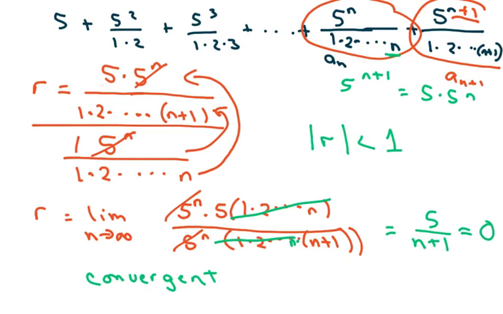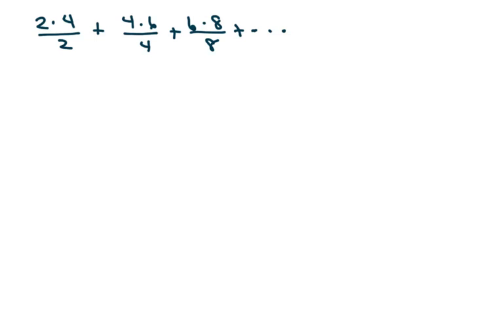And we could do one more. Let's do the last one. We've got 2 times 4 over 2 plus 4 times 6 over 4 plus 6 times 8 over 8 plus dot dot dot. And I need my nth term, and my nth term is going to be 2n times 2 times n plus 1, all over 2n.